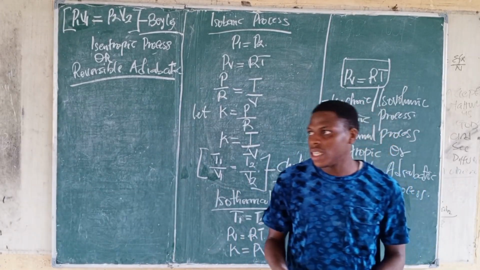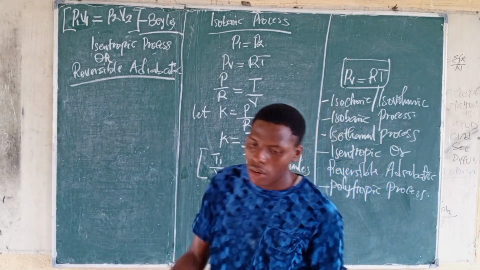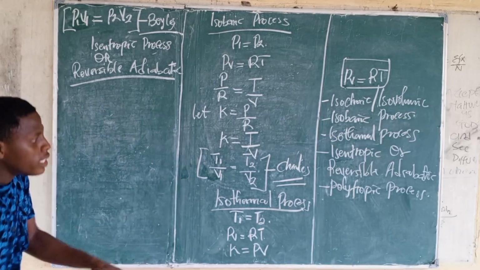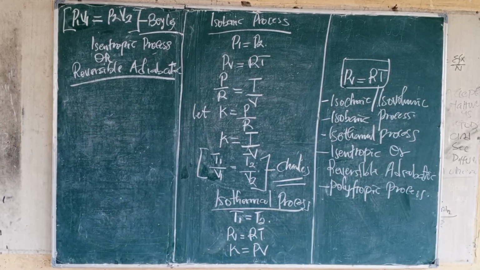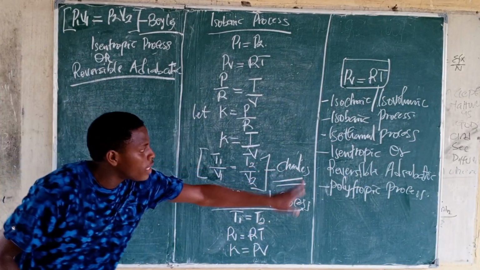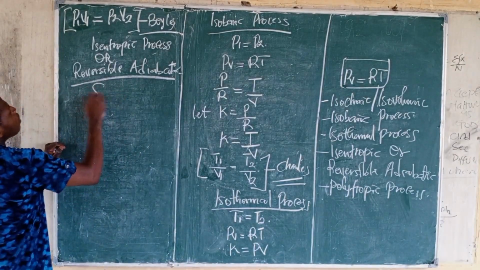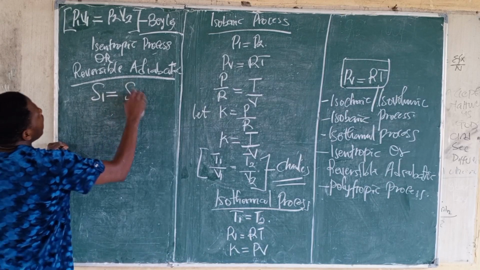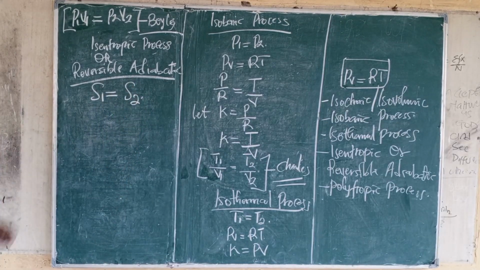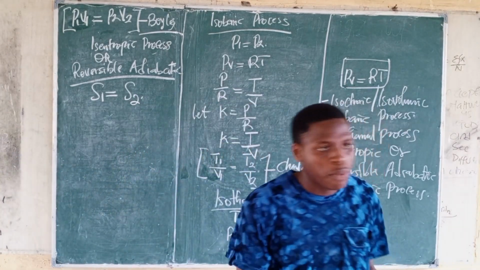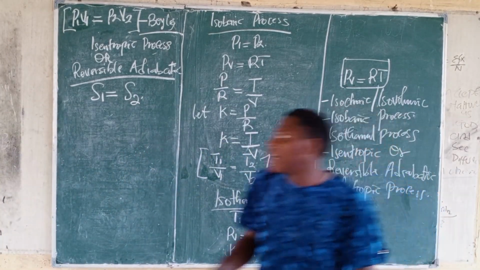For isentropic process, entropy is constant. Now what is entropy? We know that entropy is the degree of disorderliness of a system. And we said for isentropic process, entropy is constant. So for isentropic process, we have S1 is equal to S2. Now to get the equation of state for an isentropic process, we use this formula, which is what?